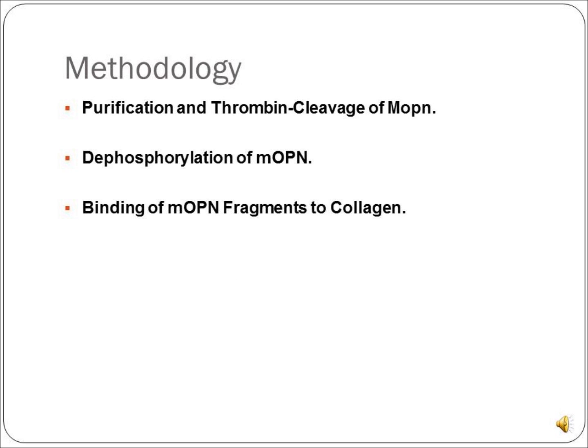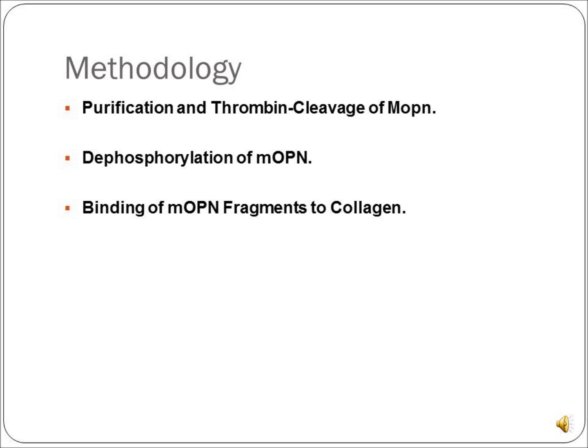The following are the materials and methods. The first one is purification and thrombin cleavage of milk osteopontin. Osteopontin was purified from bovine milk for generation of N-terminal, central and C-terminal fragments. Purified milk osteopontin was incubated with bovine thrombin in 0.1 molar ammonium bicarbonate at 37 Celsius for 1 hour.